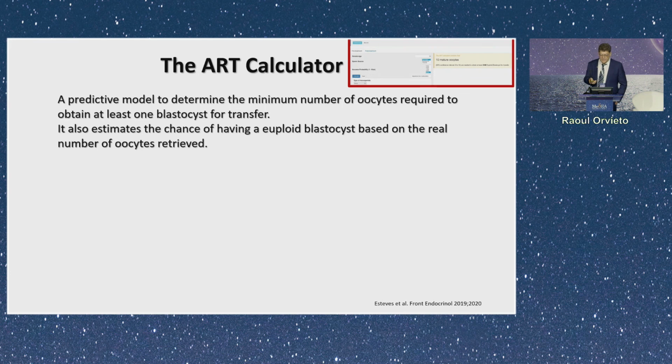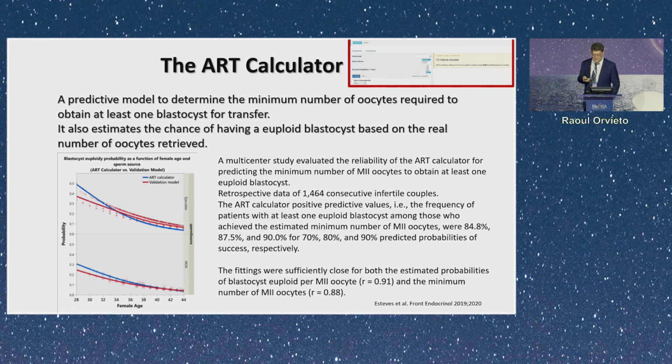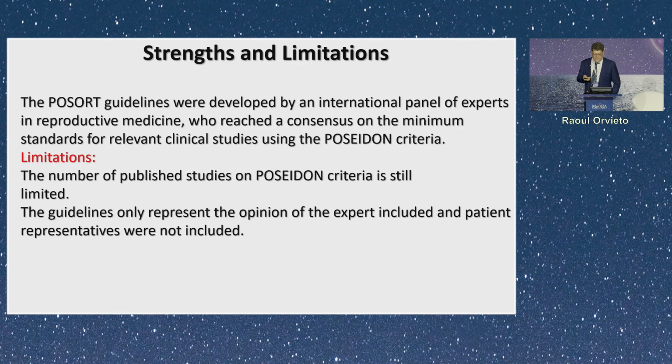Of course, there is the ART calculator, a predictive model to determine the minimum number of oocytes required to obtain at least one blastocyst for transfer, and also to estimate the chance of having a euploid blastocyst based on the actual number of oocytes retrieved. I won't get into details, but Sandro showed yesterday the accuracy and the reliability of the calculator in real-world practice. So what are the strengths and limitations of the POSORT guidelines?